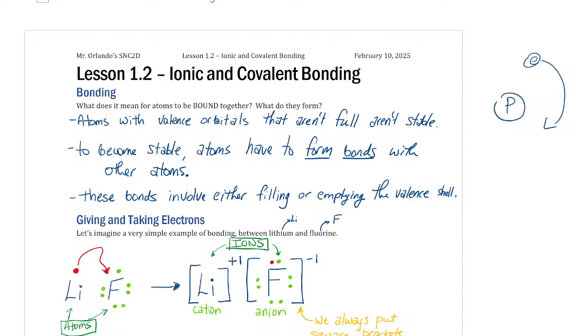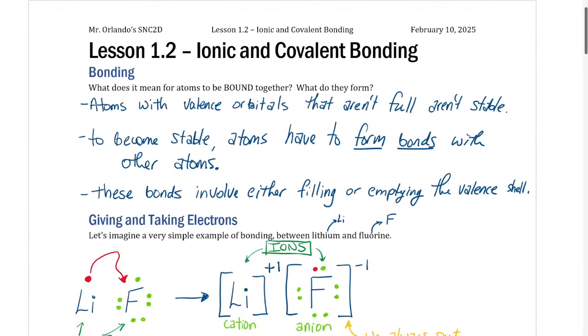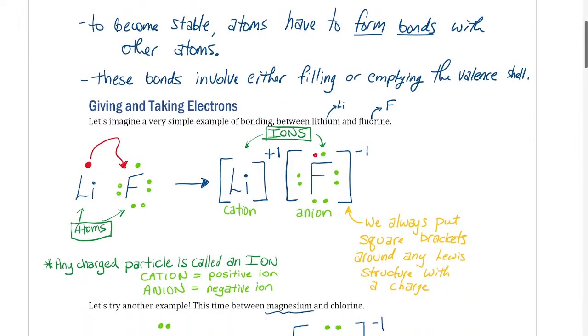Yesterday we started talking about the idea of putting atoms together. And when we put atoms together, we call that the process of bonding. Because we looked at that and we said that any atom that has a valence orbital that isn't full isn't stable. We went to the machine in the back, the centrifuge, and we looked at sort of an unbalanced load and what that looks like. So to become stable, atoms have to form bonds with other atoms. And these bonds involve either filling or emptying that outer shell, that valence shell.